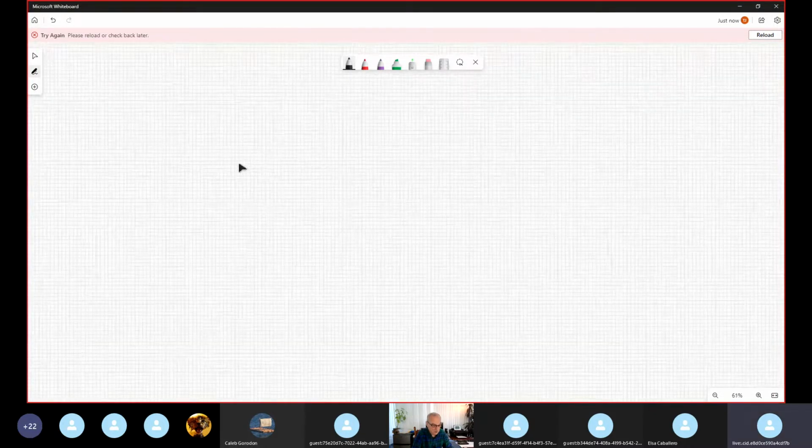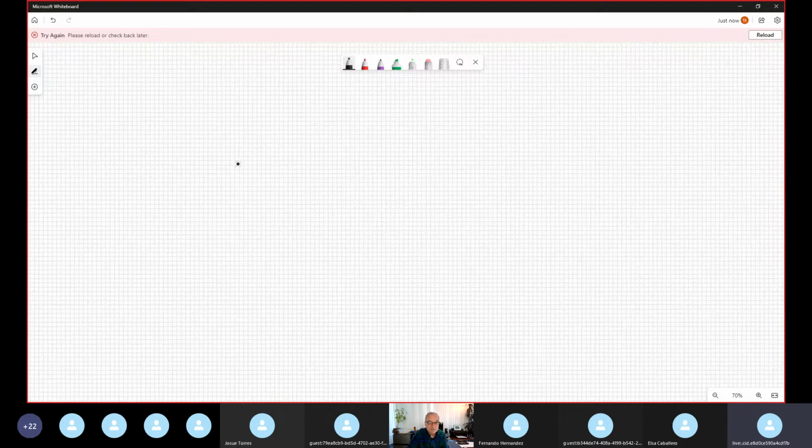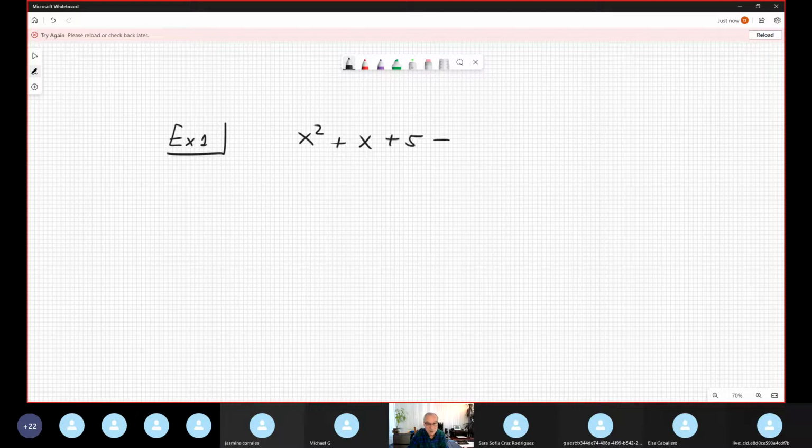Suppose this. Are you going to do an example on how to make it? Suppose example 1 using the quadratic formula: x squared plus x plus 5 equal to 0.